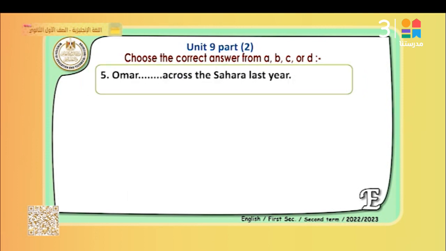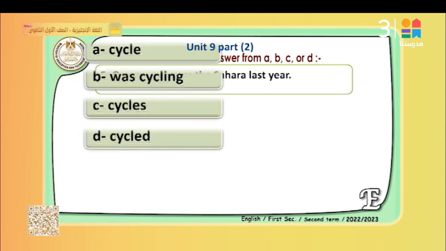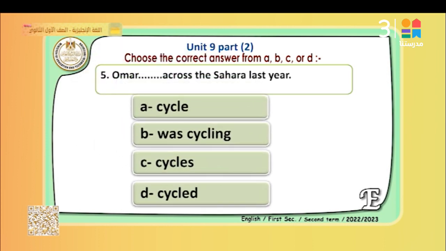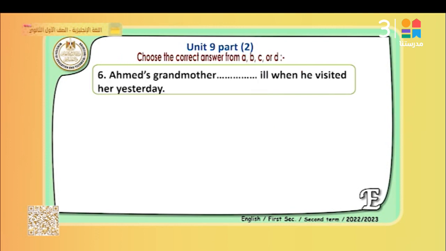Question number 5. Omar across the Sahara last year. Omar was cycling, cycles, or cycled. Again, we have the key word last year. So again, we use the past simple tense, Omar cycled. Okay? So as you see, the past simple tense is very easy. We use it with last, ago, once, yesterday, when I was young, and so on.